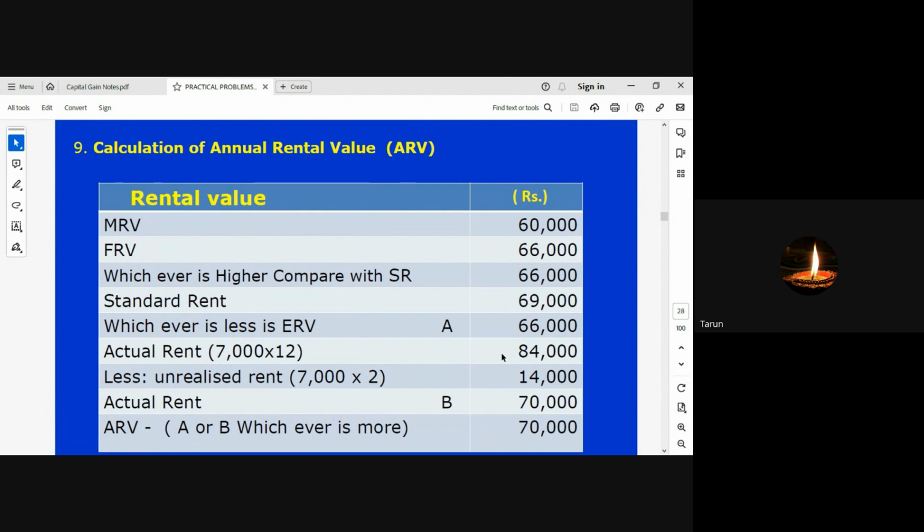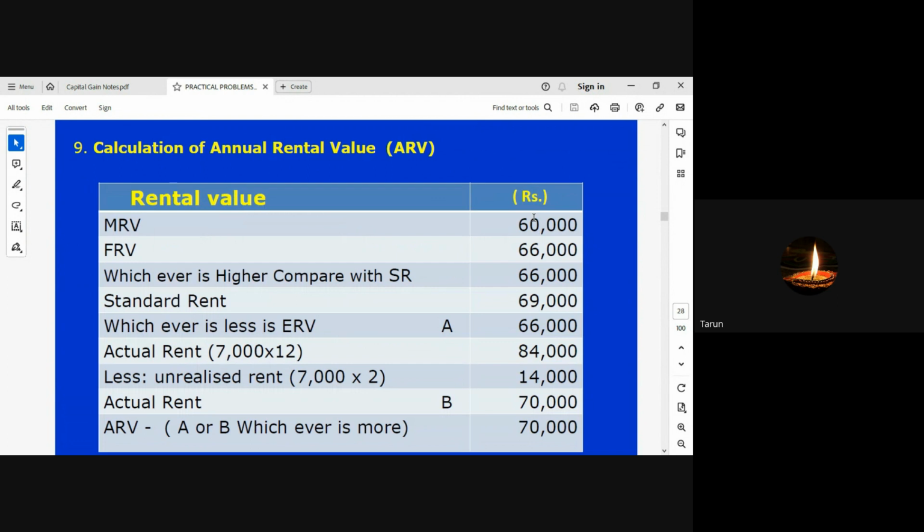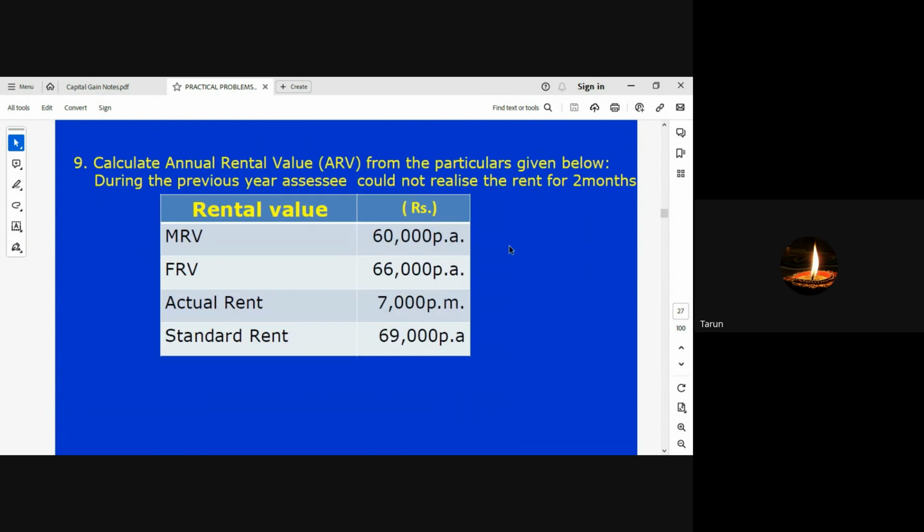Now when it comes to the actual rent, you also need to estimate the unrealized rent for 2 months. From the actual rent you need to deduct the unrealized rent, the rent which has not been paid yet by the tenant. So 7,000 into 2, because the rent couldn't be realized for 2 months.